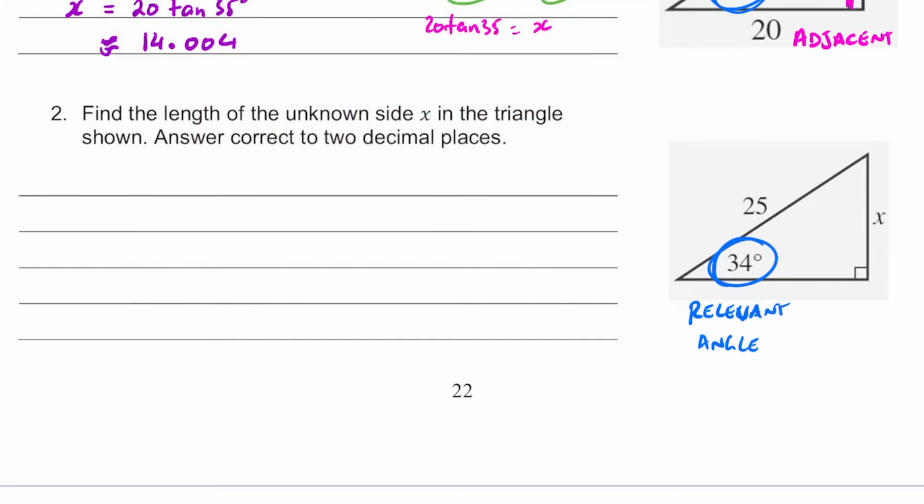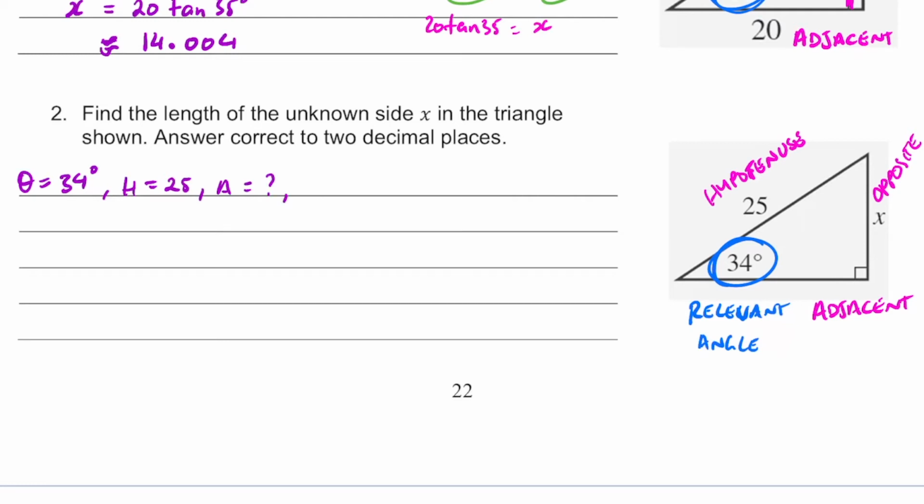But this time we actually don't have the adjacent side anymore. What we do have though is the opposite side and the hypotenuse. Okay, the adjacent side is blank. We don't have that, but we do have the hypotenuse. So our theta is 34 degrees for this one. The hypotenuse is 25. The adjacent side is not given, but the opposite side is our x.